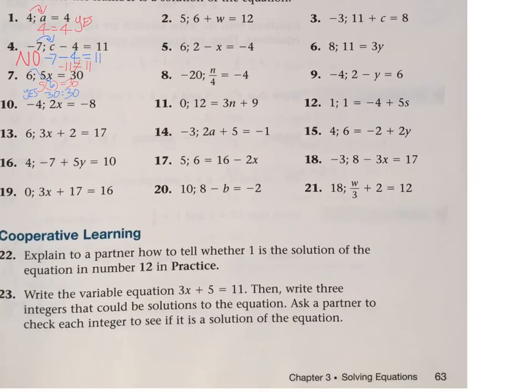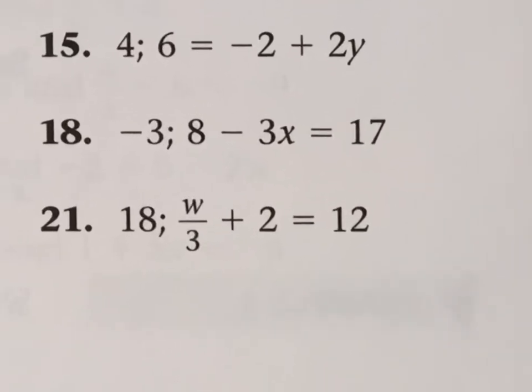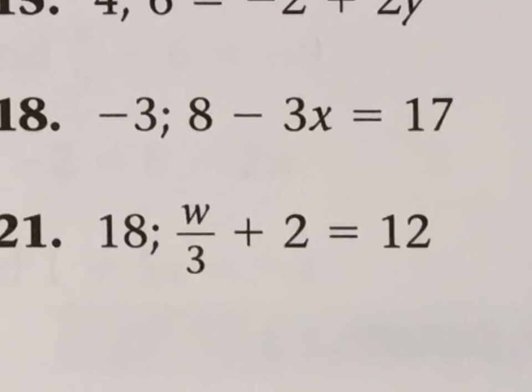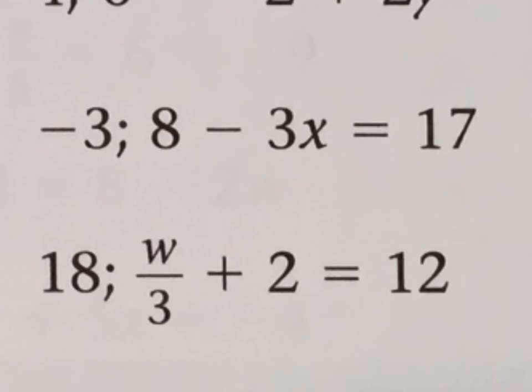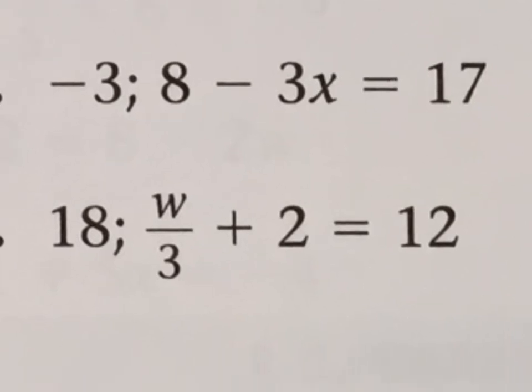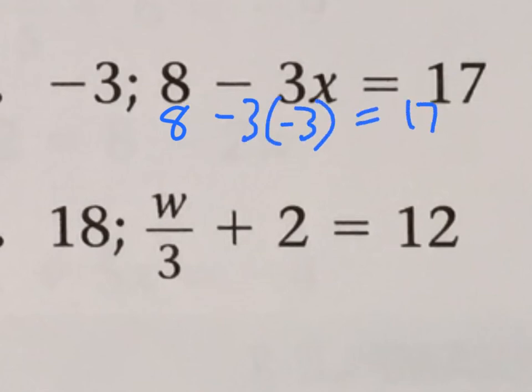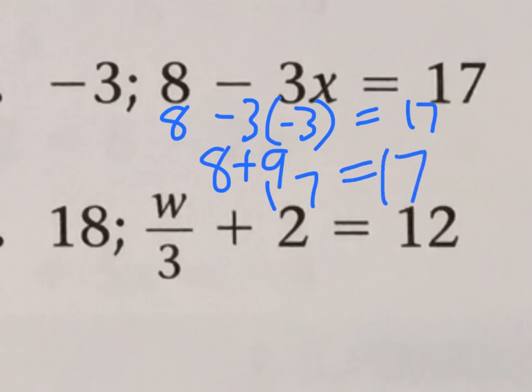Let's try a trickier one. We'll try number 18. So is -3 the solution to this equation? Well, let's figure it out. I'm going to simply pop that in. And I know that it's 8 minus 3 times -3 equals 17, and I know that -3 times -3 is going to give us a positive 9, and if we drop this down, 8 plus 9 is what? Well, I know 8 plus 10 is 18, but this is 8 plus 9, it's 1 less, so it's going to be 17, and 17 does equal 17, so yeah, -3 is the solution.